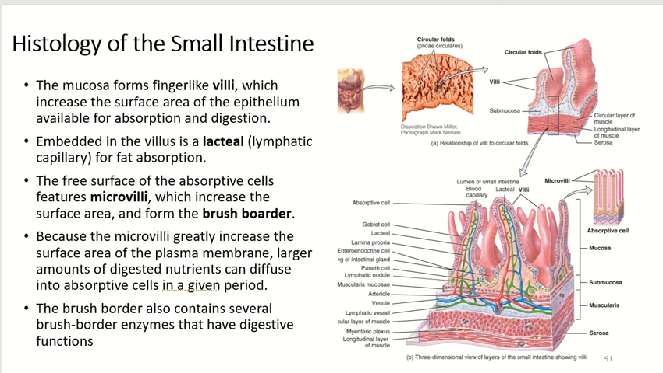Because those microvilli are going to hugely increase the surface area of the plasma membrane, a larger amount of digested nutrients is going to be able to diffuse into absorptive cells in a given period. So this increase in surface area is really going to be beneficial when it comes to increased rates of absorption, or increased amounts of digested nutrients absorbed. The brush border is also going to contain several brush border enzymes that are going to have an assortment of digestive functions.